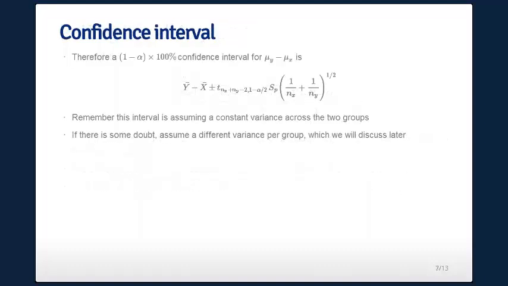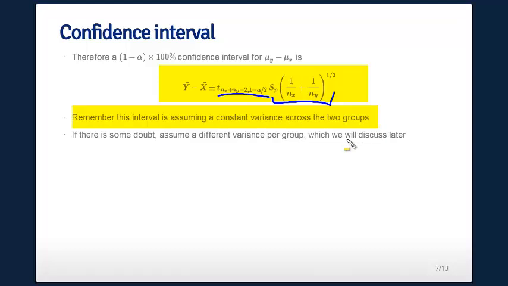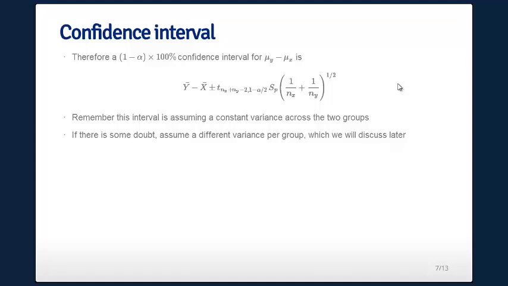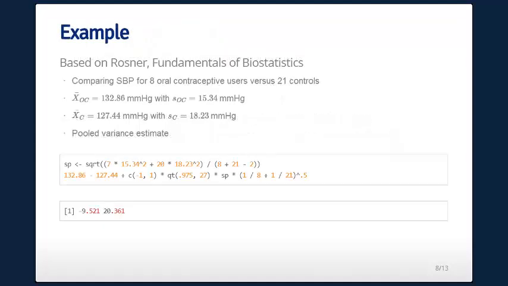Okay, so the confidence interval is just that: y bar minus x bar plus or minus the relevant t quantile times the standard error. Okay. So remember, this interval is assuming a constant variance. If there's some doubt, we'll do what we discuss later. And in fact, you might as well just always assume there's a non-constant variance, so you don't lose so much. There's a function t.test for doing this, but not if you're just given summary values like this.